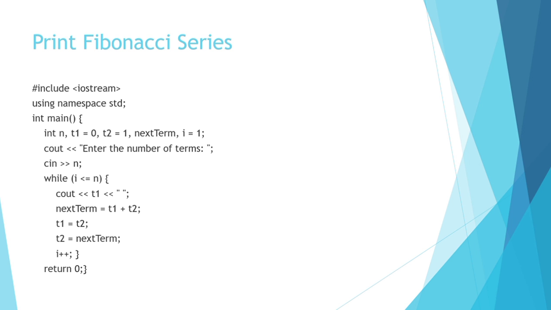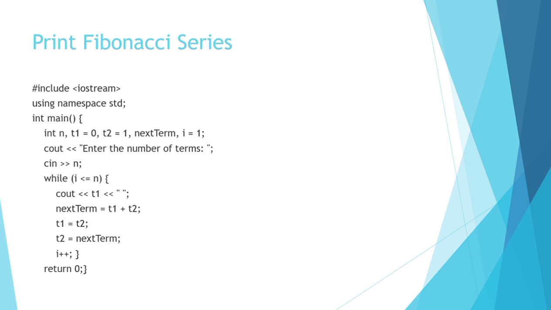printed so far. cout "Enter the number of terms". This line prints a message to the user, asking them to input how many Fibonacci terms they want. cin n: this line stores the user's input in the variable n.